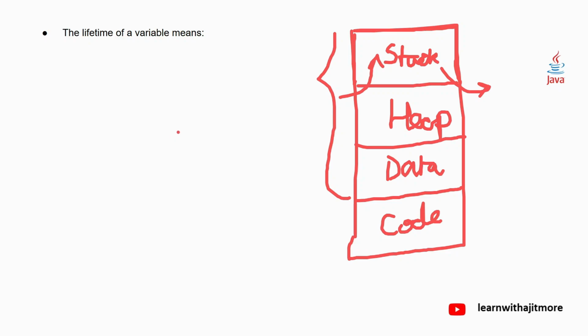Those who get space on heap, they are called instance. Those who get space on stack, they are called local. And those who get space at the time of code loading, they are in the data section, that is static. So for static, data; for instance, heap; and for local, stack.